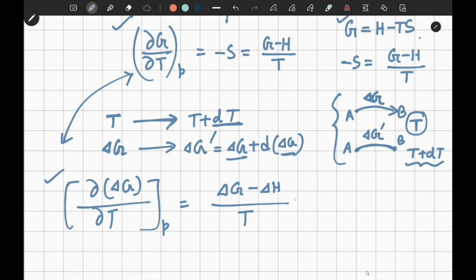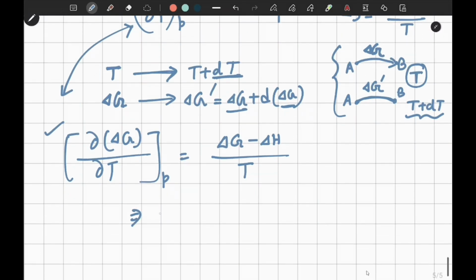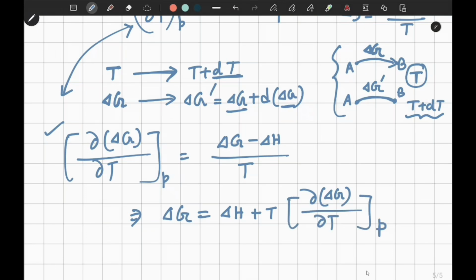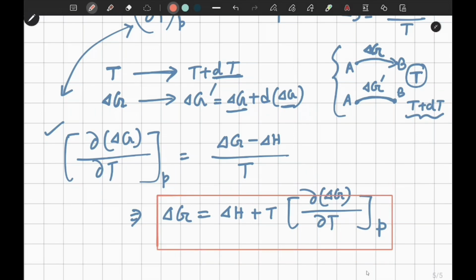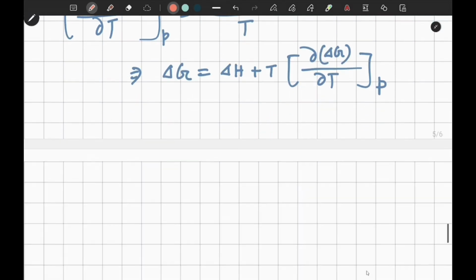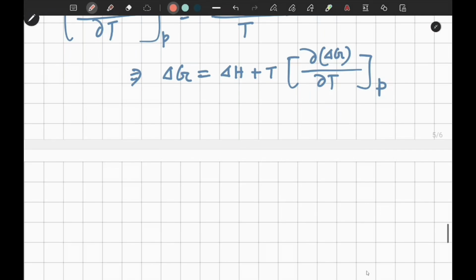Okay, so that means from there you can write delta G is equal to delta H plus T times d delta G by dT at constant pressure. So this is our first Gibbs-Helmholtz equation, or form 1. This is one form of our Gibbs-Helmholtz equation. There will be another form in terms of Helmholtz free energy. That's why it's called the Gibbs-Helmholtz equation. This is in terms of Gibbs free energy, but the same thing you can perform in terms of Helmholtz free energy.